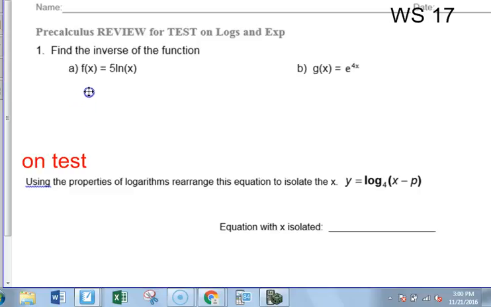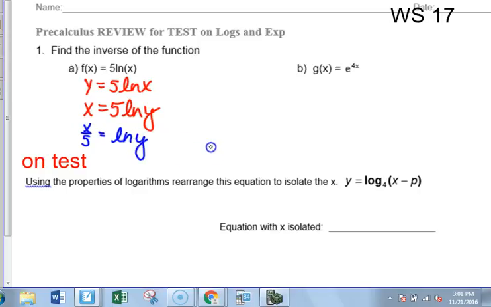The first one says find the inverse. How do you find the inverse of y equals 5 times the log of x? Okay, switch the x and y, and then what? How do you get the y by itself? You have to divide by 5 first. X divided by 5 equals ln of y, and then you can either do an e on both sides or just rewrite it as e to the x over 5 equals y, and you're done.